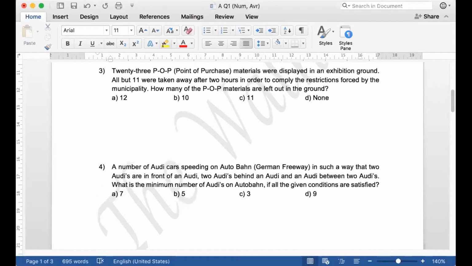Total 23 POP. POP material means point of purchase material. You must have studied about advertising, marketing, sales, all those kinds of things. So it's point of purchase materials. 23. All but 11 were taken away. That means all are taken away, but 11 were not taken away. That is the meaning of all but 11 were taken away.